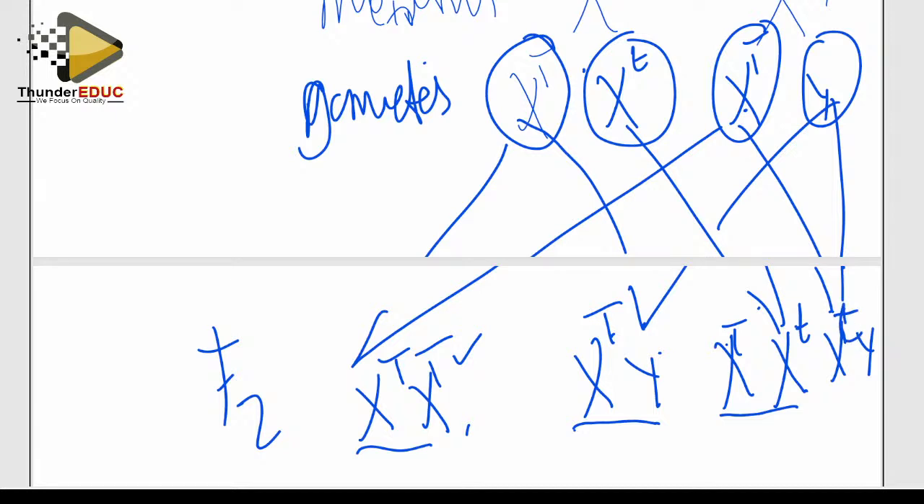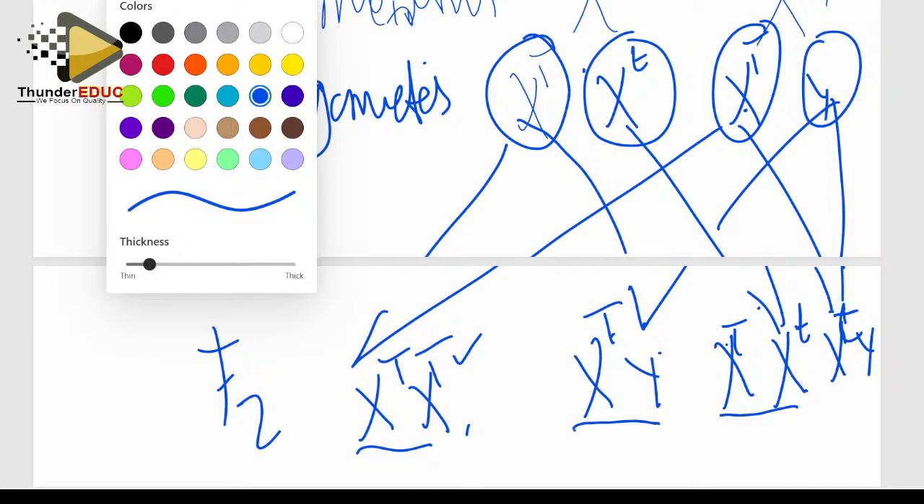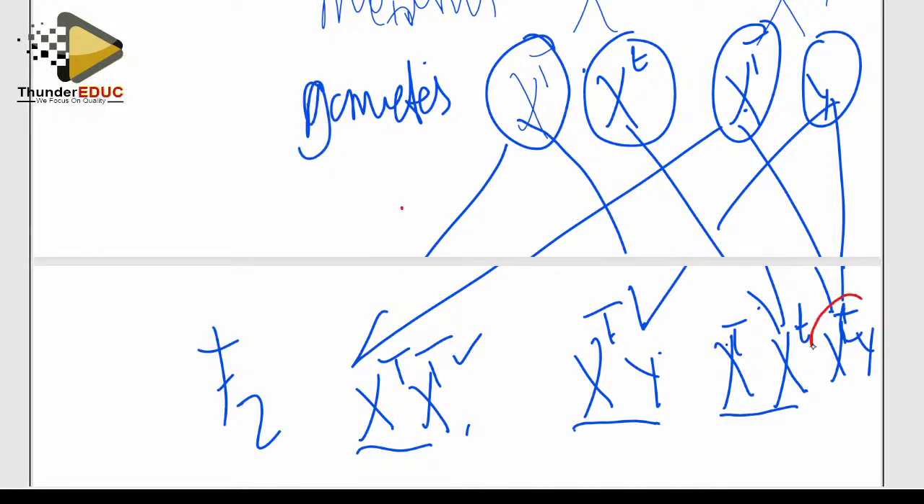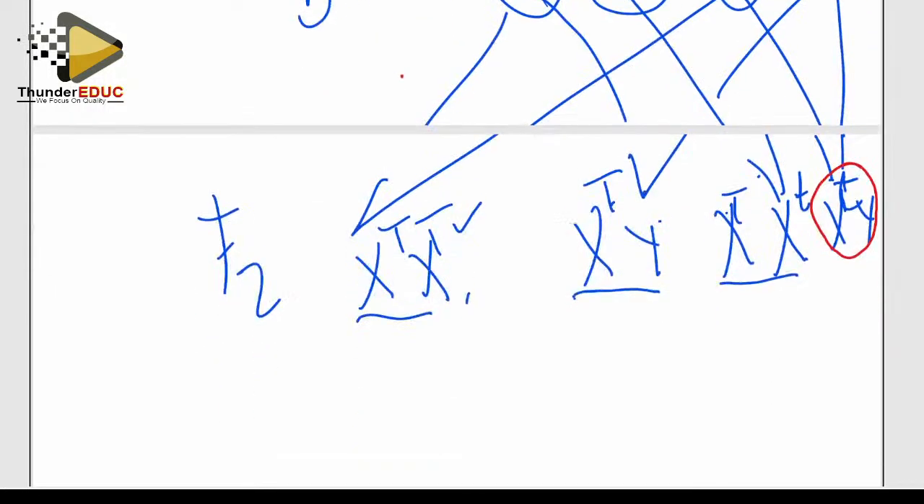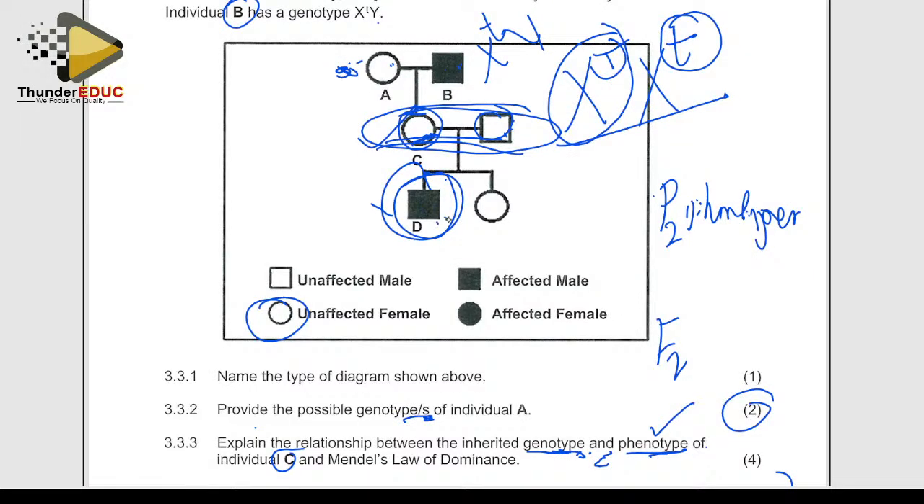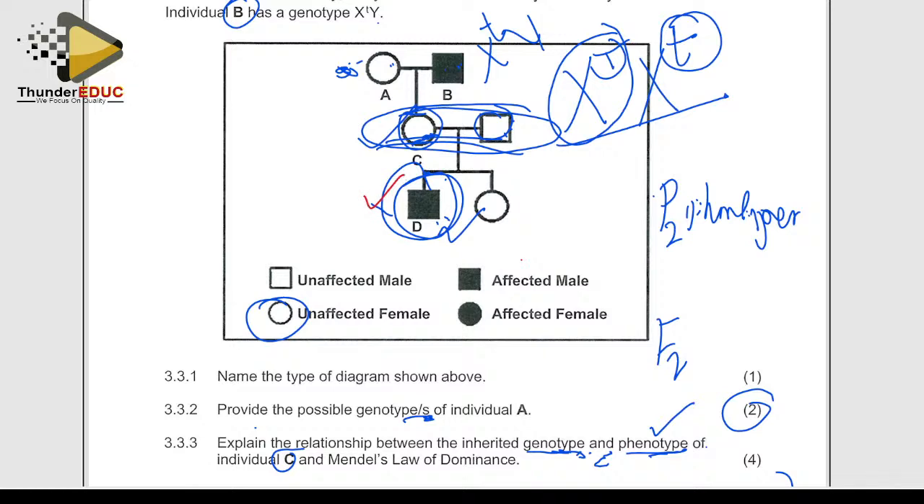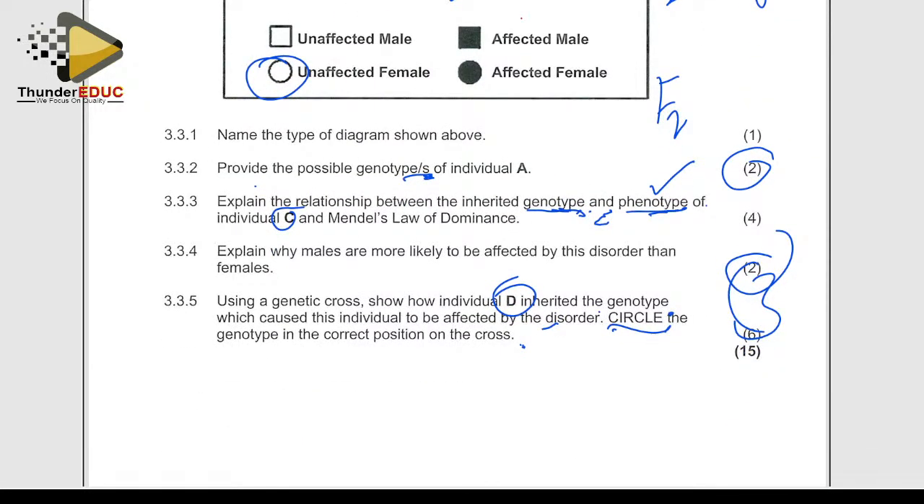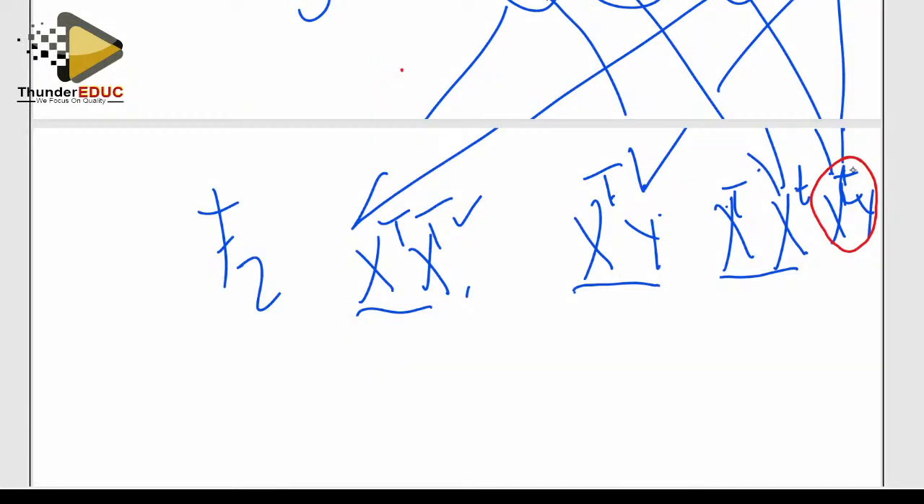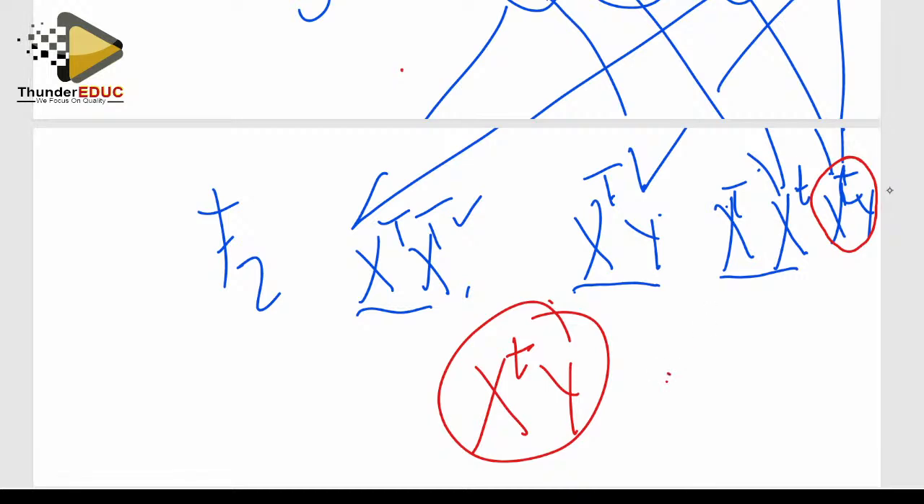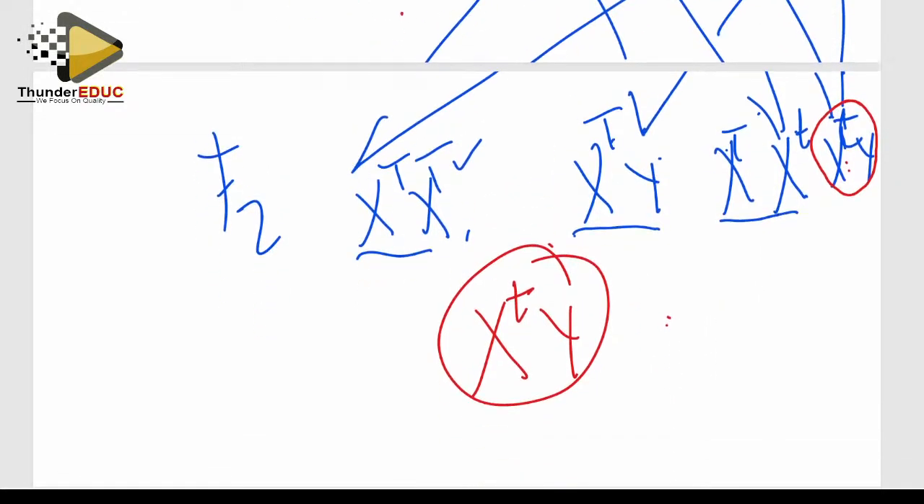So let me just say this one. So they said circle. This is the one which caused this situation in this boy. Yes, this is the one. They're saying that circle the genotype in the correct position of the cross. You don't know what they are saying there. Yes, this is the one. So it's basically like this. That's the one which caused that individual to be like that.